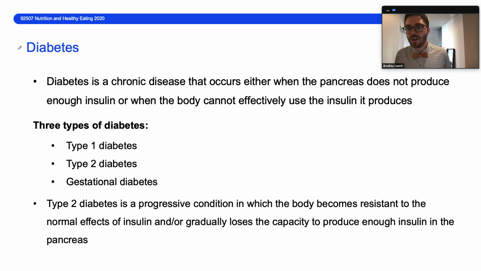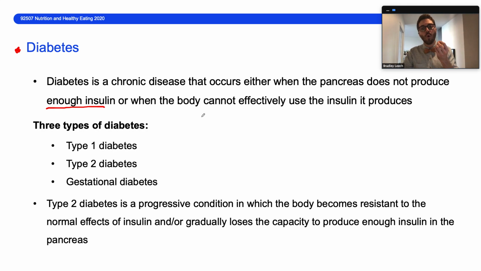All right, we're moving on to diabetes. Now, diabetes is a chronic disease that occurs either when the pancreas does not produce enough insulin, or when the body can't effectively use insulin that it produces. There are three types of diabetes: type 1, type 2, and gestational diabetes. Type 1 diabetes is an autoimmune disease, and generally the onset is earlier on in life. However, individuals can get diagnosed with type 1 diabetes in their 20s and 30s.